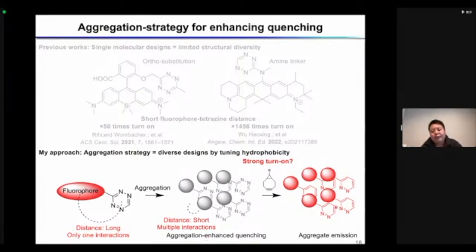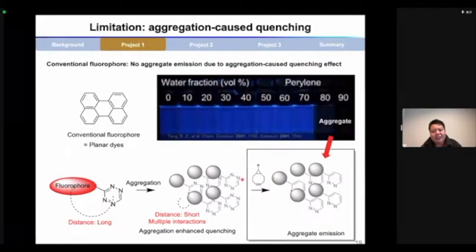However, if I consider this strategy, there's an obvious limitation in using this system, which is the aggregation-caused quenching effect. As I said, the planar fluorophore will have a strong pi-pi interaction in the aggregate system, and it doesn't show good emission in the aggregate system. So it is very obvious that if you use a conventional fluorophore, even after the tetrazine is removed, it won't show good emission in the aggregate system. So it's a dark state to dark state transfer, which means that it doesn't have good emission turn-on properties.